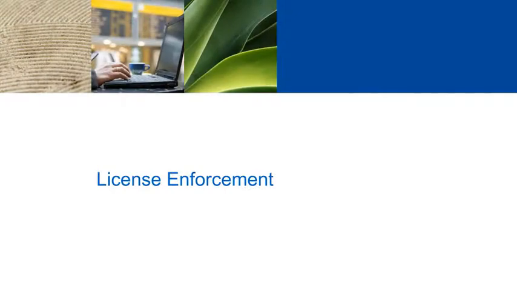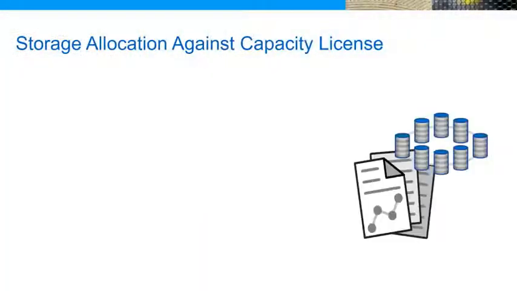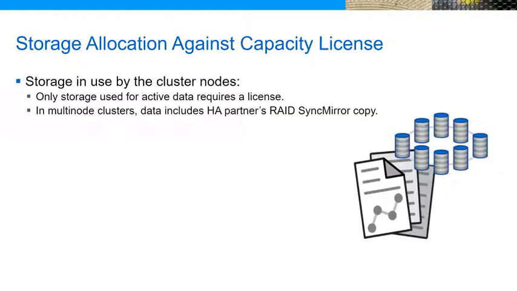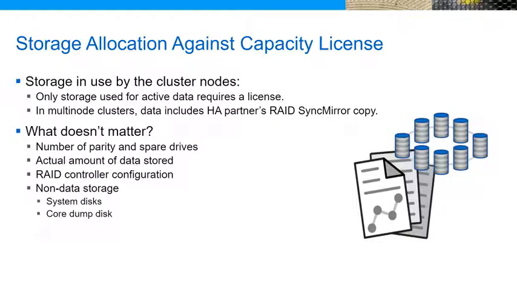License enforcement. Understanding how ONTAP Select enforces license capacity and duration is important. Capacity leases need to cover only the disk size of the data aggregates. For multi-node clusters, the license for each node must also include the space for the RAID sync mirror copy that the node HA partner stores. Note that the actual amount of managed storage is not relevant when sizing a capacity license. Factors such as storage efficiencies distort the amount of storage that is used.